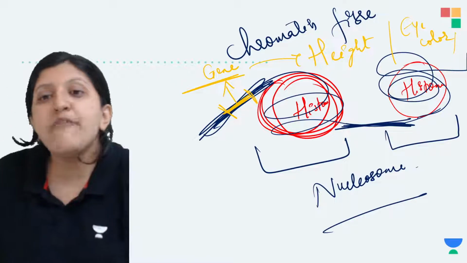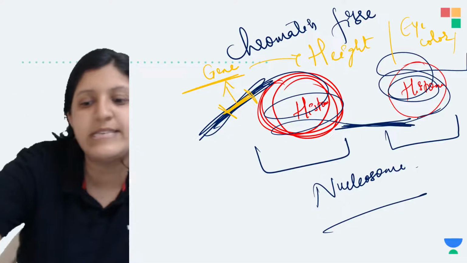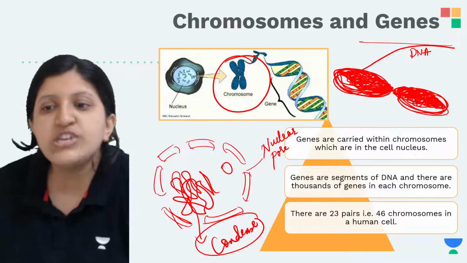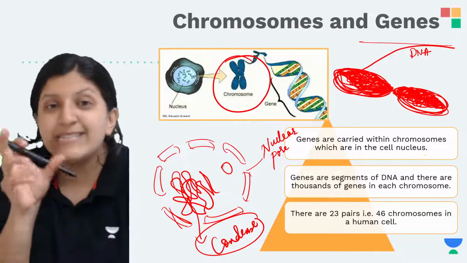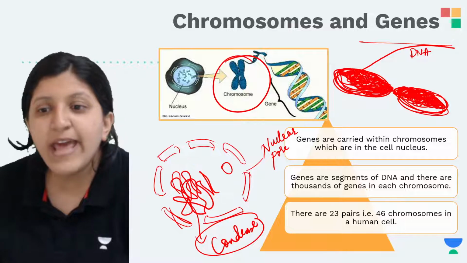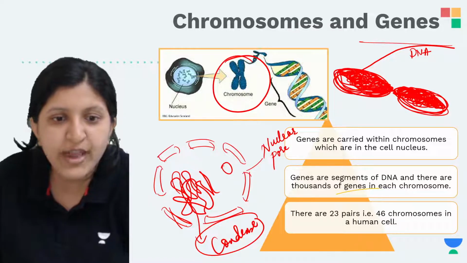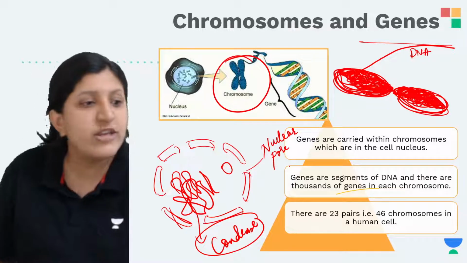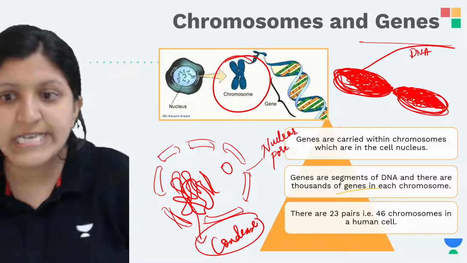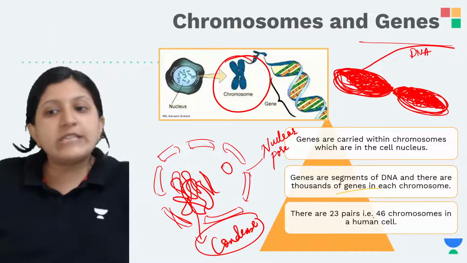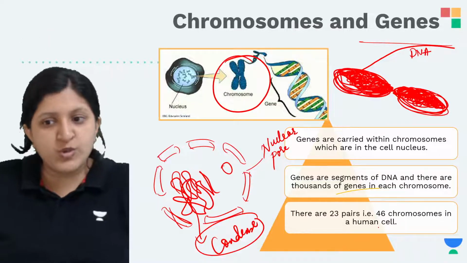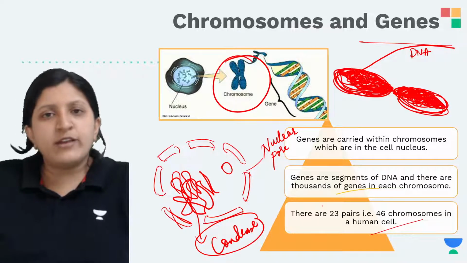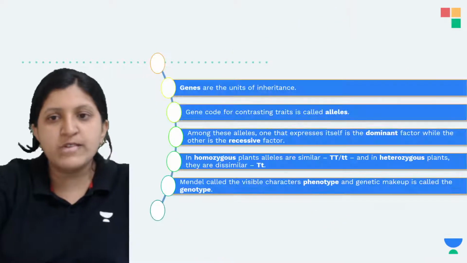Alright. So now you can see the genes which are present in the chromosomes, and genes are the segments of a DNA. That is a DNA segment itself. There are thousands of genes that you can find. What are those thousands of genes? Those thousands of genes are responsible for the expression of different characters. Okay, there are 23 pairs, that is 46 chromosomes, that you can find in a human cell. So overall 46 chromosomes are found.